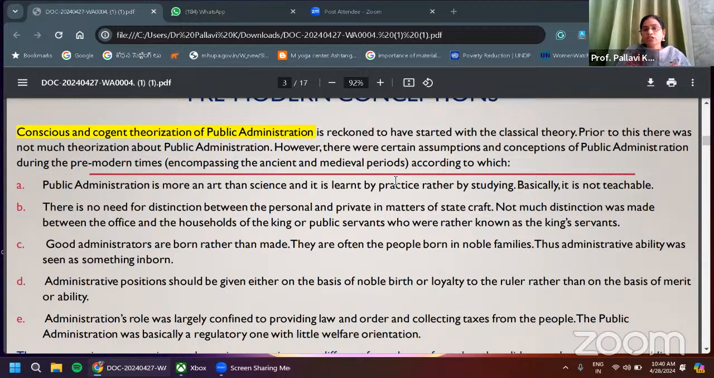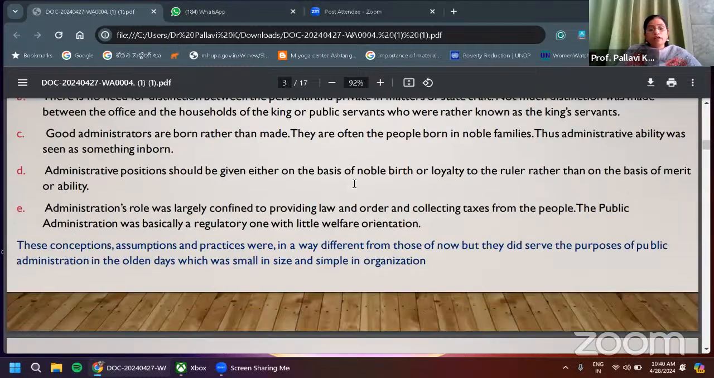That is, the rich, the wealthy, the elite families, specific particular sections of society, were the only ones eligible to administer. And administrative positions should be given on the basis of noble birth, rather than on the basis of merit. Administration's role was largely confined to providing law and order and collecting taxes. Public administration was basically regulatory rather than welfare oriented.